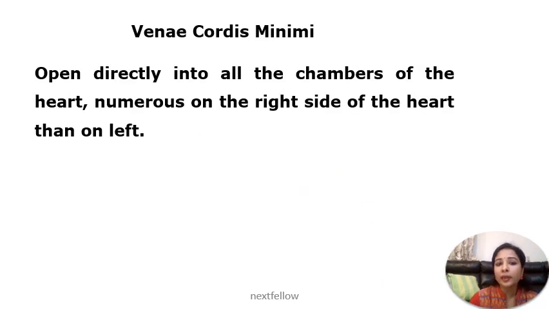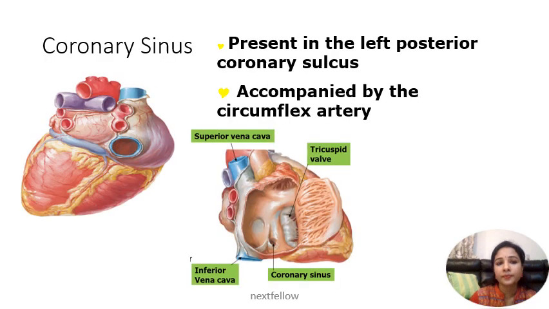Venae cordis minimi open directly into all the chambers of the heart, and they are more numerous on the right side than on the left side. They are small minute veins which are present within the wall of the heart.